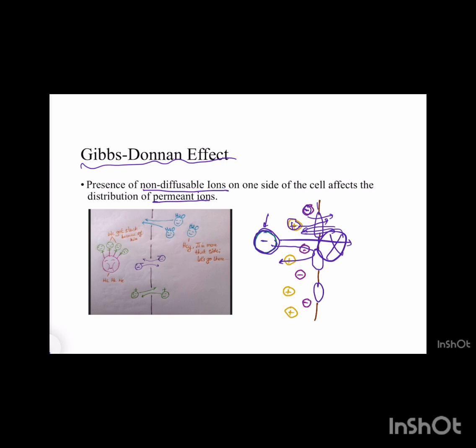That is why it is attracting some positive charges near it to maintain the balance. Although these positive charges could have gone to this side, because this big negative charge is here, these positive charges are staying along with it on this side. So this is a non-diffusible ion. Its presence on this side of the membrane is affecting the distribution of these diffusible ions on the other side. These positive charges are diffusible, but still they are staying on this side.